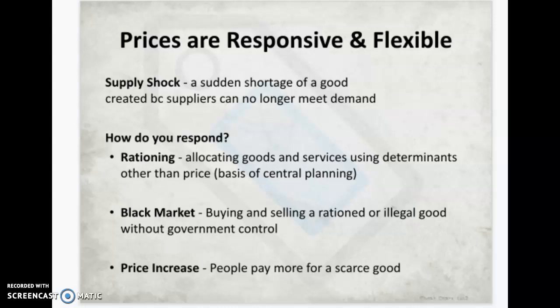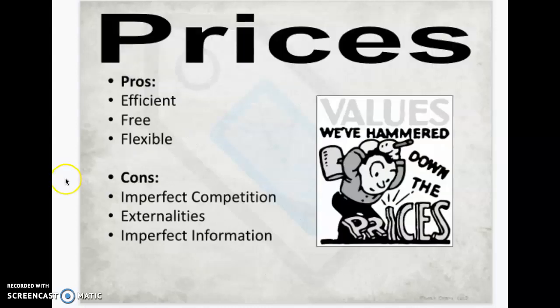So that's just a little bit more information about our market system and how prices are the ones that help us allocate our goods and services. So just real fast, here in your notes, I know that you have the pros as efficient, free, and flexible. Cons are imperfect competition, externalities, and imperfect information. We're actually not going to study those cons. To me, that's a whole other unit, and we're just not going to do that this semester.